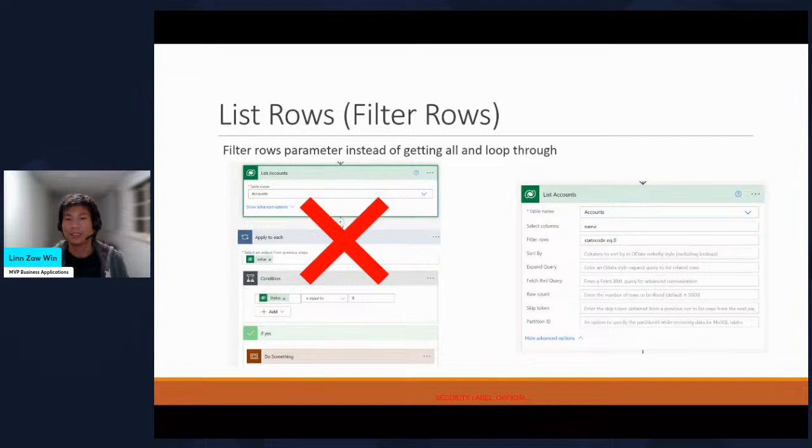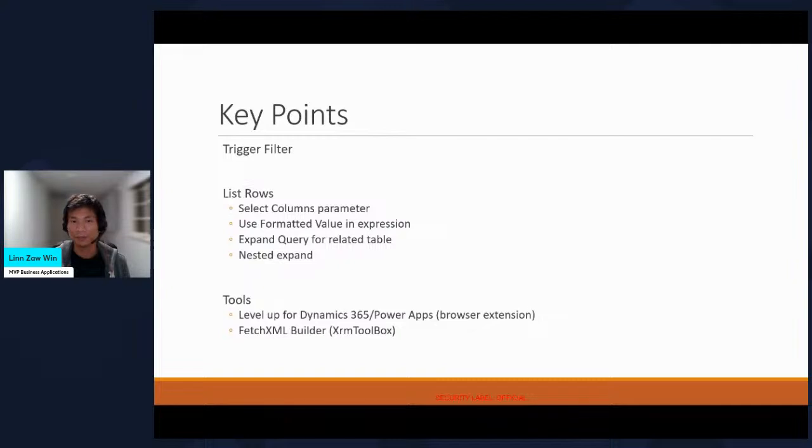what you can do is have a filter rows, and by doing that, let's say only 800 out of the 1,000 records are active, then you will only retrieve the necessary data, and then you can process the records instead of retrieving all the data and processing within the flow. So that's one easy way and optimization tip for cloud flows.